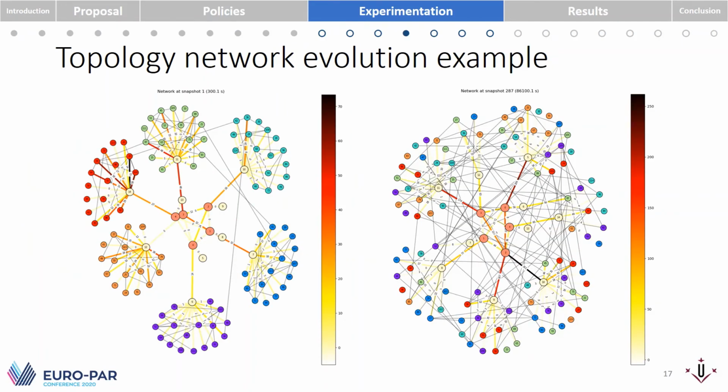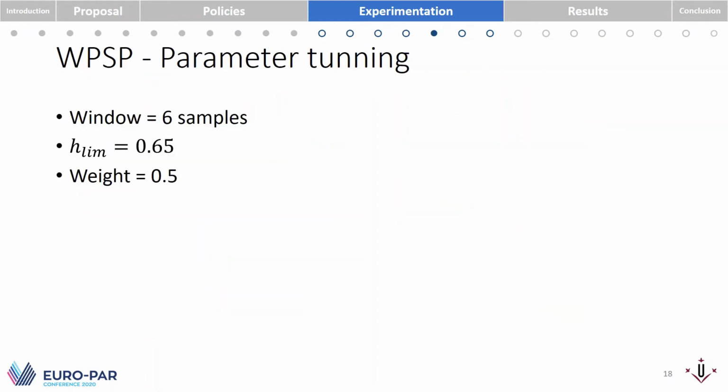As an example, here we can see in another data center how the communications between VMs, the clustered colored circles, are spread from the start of the simulation to the end. It is recommendable to maintain the VMs in the same host if possible to avoid intercommunications and link saturations. Before the experimentation, it is important to comment how WPSP is tuned. There are two main parameters besides weight, which is set to 0.5 as explained previously.